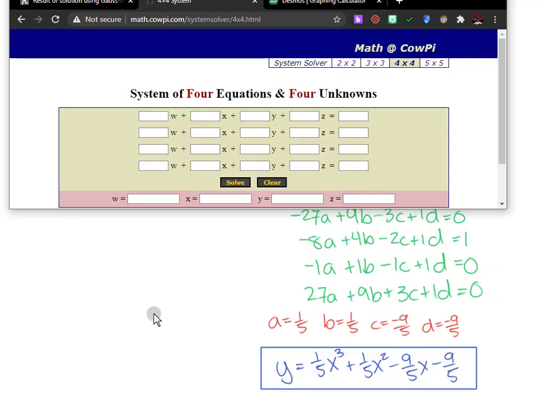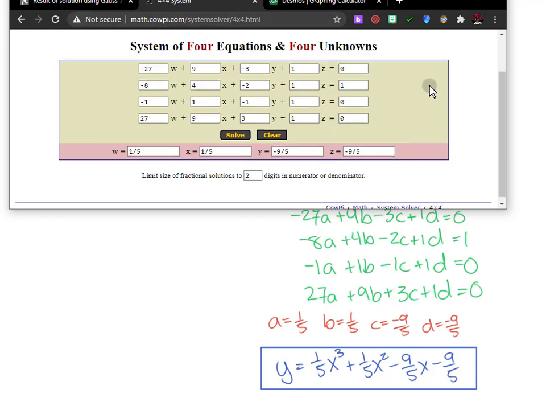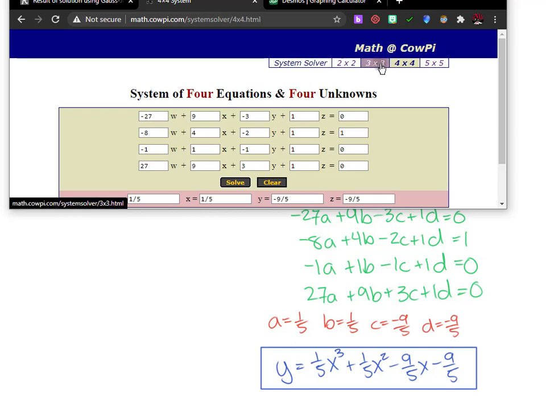Again, you are welcome to use this MathPie website. This would be a 4x4 system, and you can just type in the coefficients for all of these, and then W, X, Y, and Z would be your answers for A, B, C, and D. I'm not sure about how they give the answers back. Let's check. Okay, so I went ahead and typed them all in and clicked solve, and yep, it does give you back nice fractions as well, so that was pretty cool. So you're welcome to use this MathCalPie website. I'll link that one as well, and you just need to click on which size system up here.